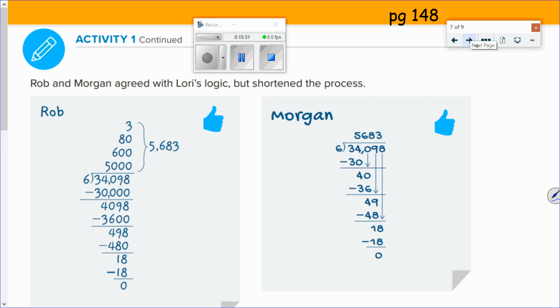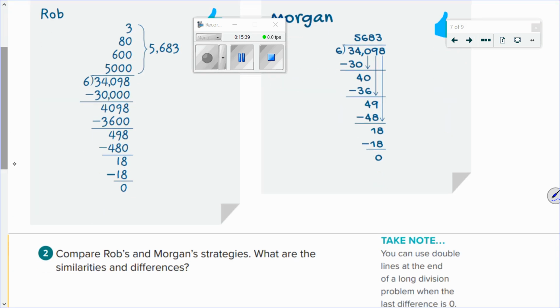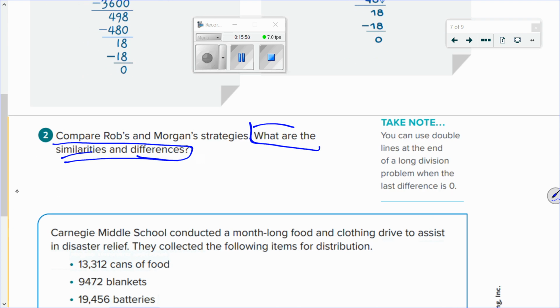So here are Rob and Morgan. They both got it right, but they shortened the process of Lori's logic. So compare Rob and Morgan's strategies. What are similarities and differences? So there's our question. I want you to talk as a table and come up with at least one of each: one similarity, one difference. Okay, what similarities did you come up with? Anybody got a similarity between their methods?